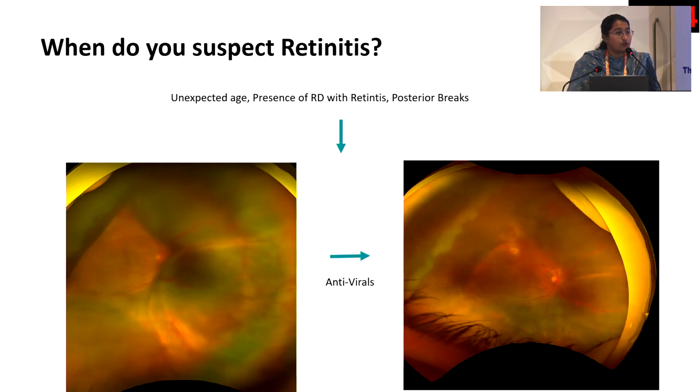The third scenario would be presentation at an unexpected age with exudative retinal detachment, or a retinal detachment having very posterior retinal breaks, such as this 8-year-old who presented to us with this image. He was started immediately on antivirals, and on day 7 there was reduction in his exudative retinal detachment. At the same time, you can see clearly the peripheral area of retinal necrosis.